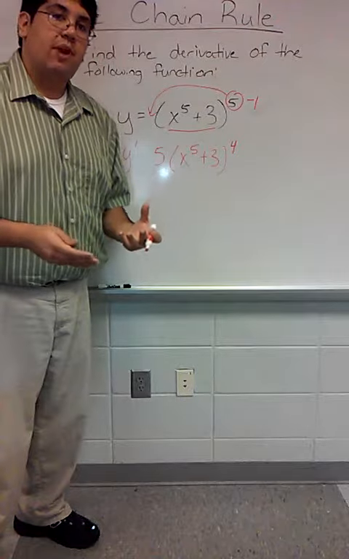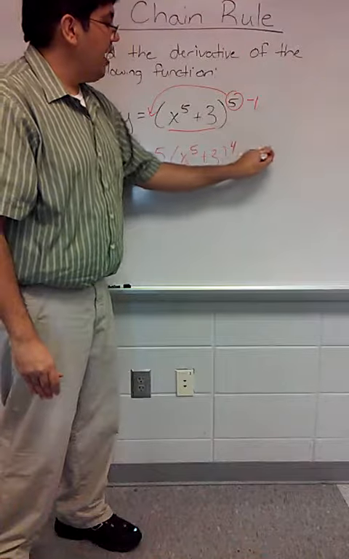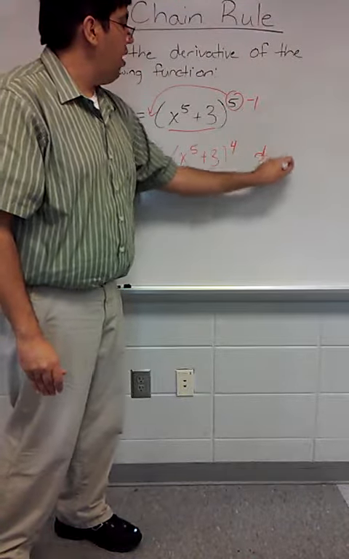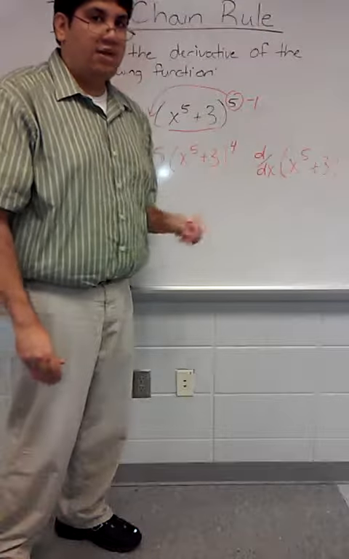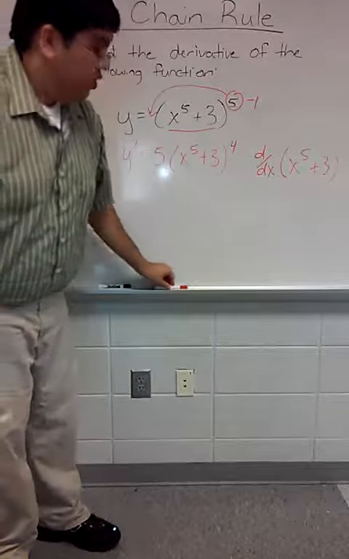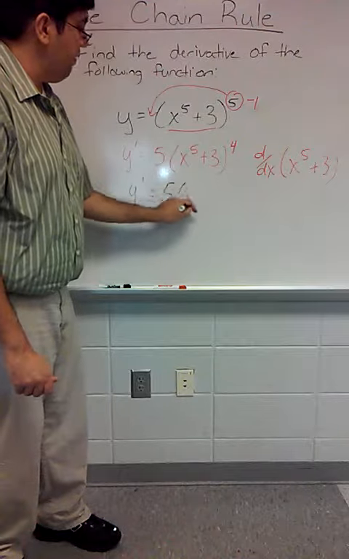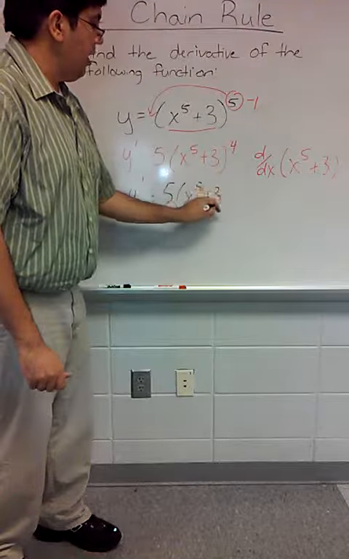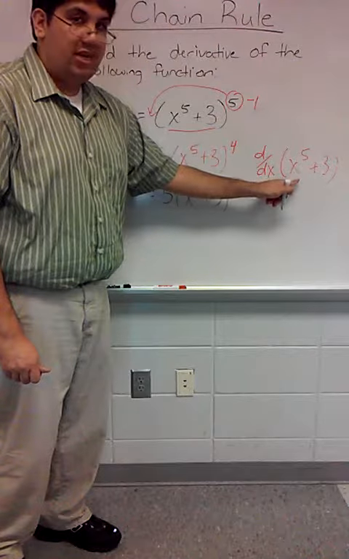Here's the thing that separates the chain rule: once you have done that, you have to go ahead and take the derivative of what is inside of those parentheses. So the x^5 + 3. So that means I need to take the derivative of that. So I'm going to leave the 5 and the (x^5 + 3) raised to the fourth alone. Now let's take the derivative of this as well.